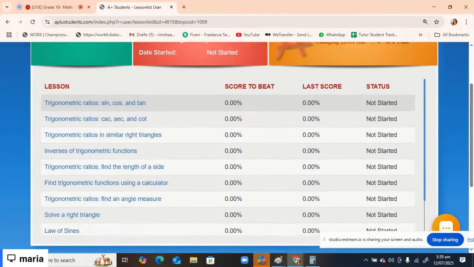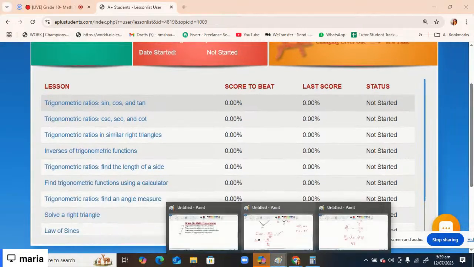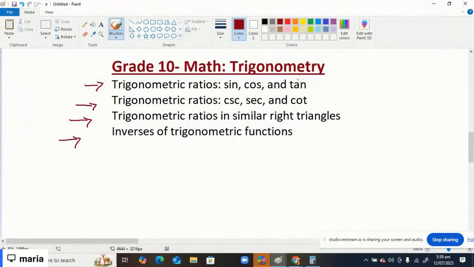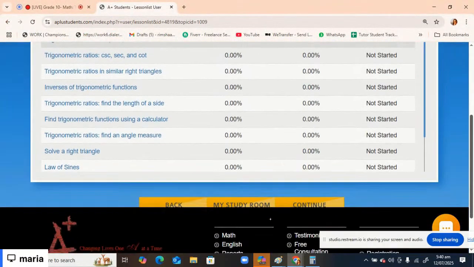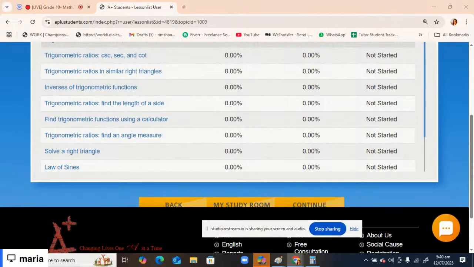Okay, so today we discussed grade 10 maths. The chapter we discussed is trigonometry, and here is the list of the lessons: trigonometric ratios sine, cos and tan, trigonometric ratios cosecant, secant and cot, trigonometric ratios in similar right triangles, and inverse of the trigonometric functions. You can find all the lessons on aplusstudent.com. You have to log in using the email and password provided by the administrator. Make sure before starting the next session you practice all these questions regarding all these lessons.